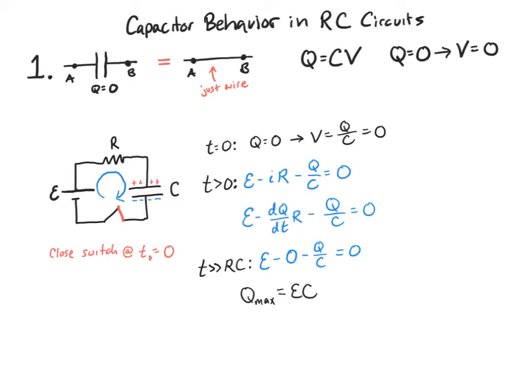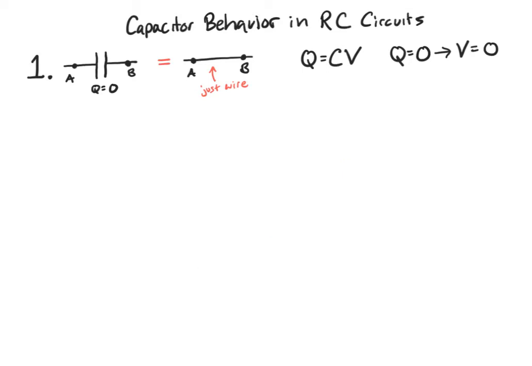And again, once the capacitor is fully charged, it means that the current through the branch with the capacitor must be 0. And in fact, this gives us our second major behavior of capacitors in RC circuits. After a time much greater than RC, the fully charged capacitor will block all current through that branch of the circuit.